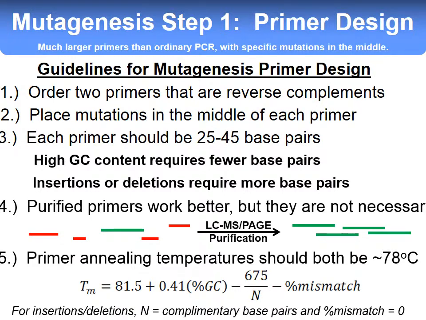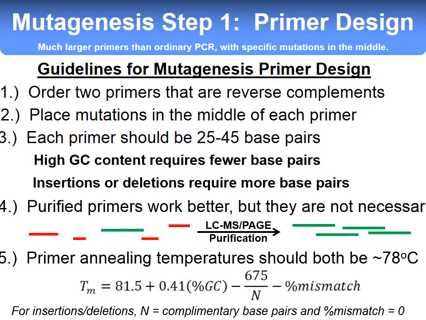You can calculate the annealing temperatures of your primers just like you did for PCR. You can use the same websites, but here instead of shooting for 40 to 55 degrees C for your annealing temperatures, we actually want to be up around 78. So we want a really, really stable primer duplex. And again, you want to make sure that both of those primers are about the same annealing temperature. They should both be around 78, not 80 and 70.